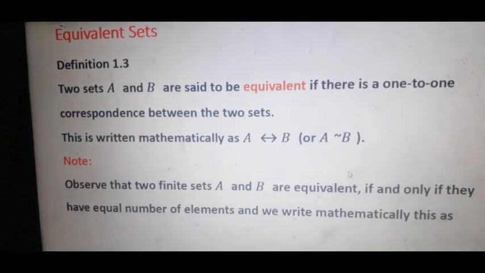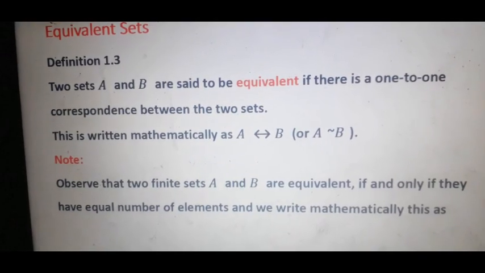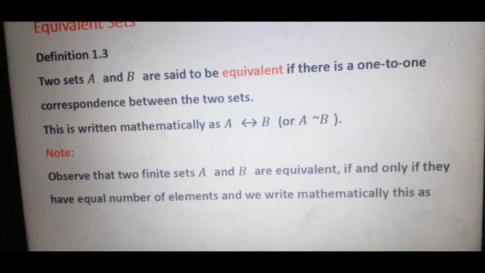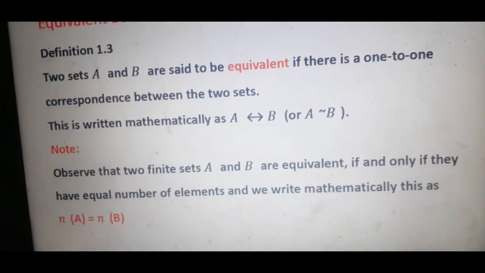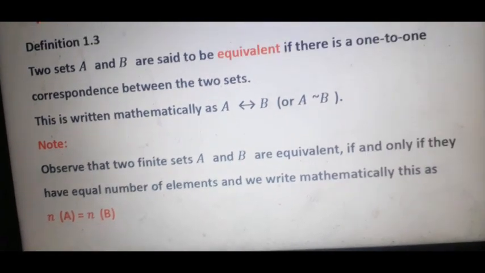For example, before that, observe that two finite sets A and B are equivalent if and only if they have an equal number of elements, and we write this mathematically as the number of elements of A is equal to the number of elements of B.